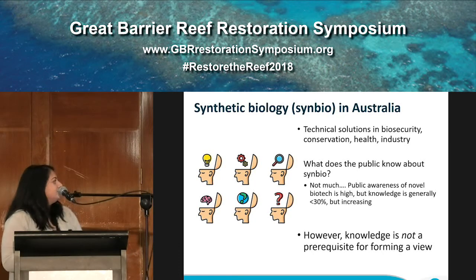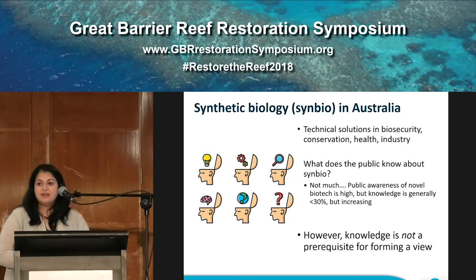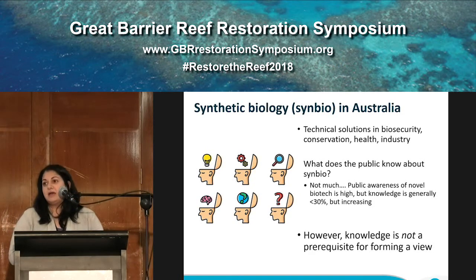So synthetic biology in Australia will cover technical solutions or advancements in a number of different areas, and that can be from biosecurity or pest management all the way to health and the chemicals or materials that we might use on a day-to-day basis. In terms of what the public knows about synthetic biology, not much at all. It's a relatively new concept, and because it's so new, there's no real public understanding or a research understanding of what the public thinks about it.